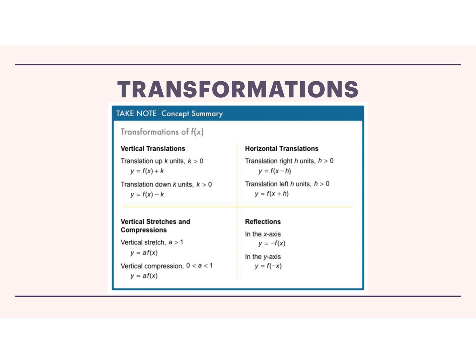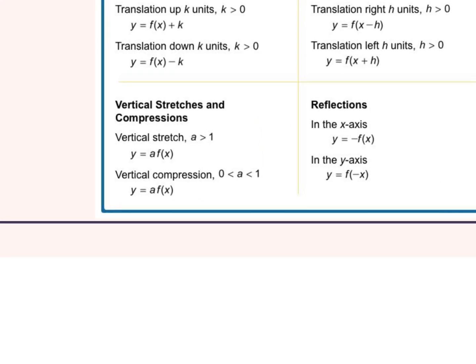One other transformation that we have is vertical stretches and compressions. So if we're multiplying a number to our function and that number is greater than 1, we have a vertical stretch. Just think about it as if you're multiplying a number, you're getting taller, you're stretching. If you had a number in between 0 and 1, so a fraction or decimal, that's being multiplied to your function, you have a compression, so you're getting smaller.